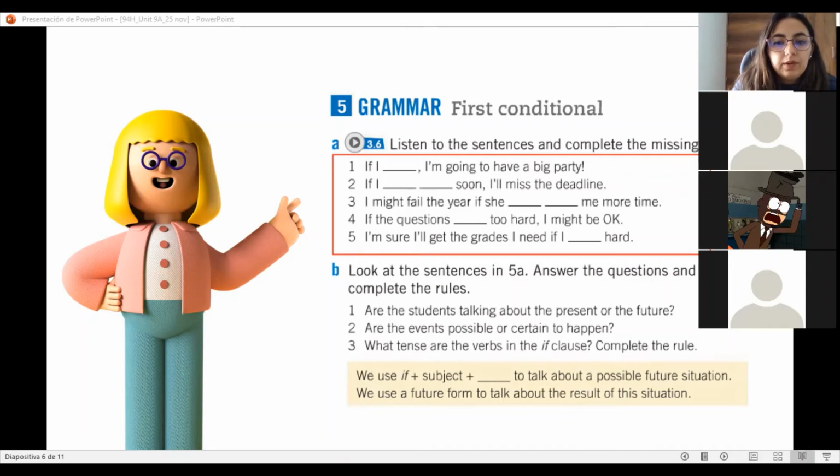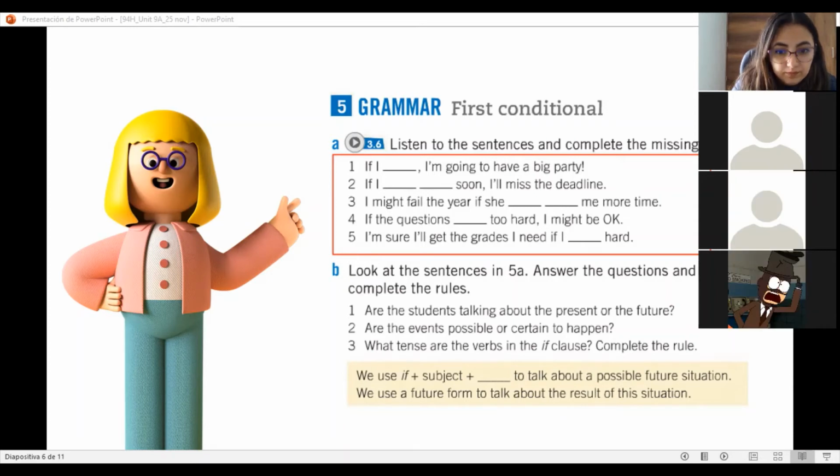What's the missing word? Number 1. Pass. If I pass, no, si paso o si apruebo, if I pass, I'm going to have a big party. Voy a hacer una gran fiesta, ¿no? Let's continue with number 2.